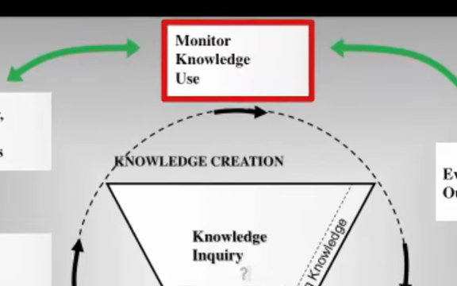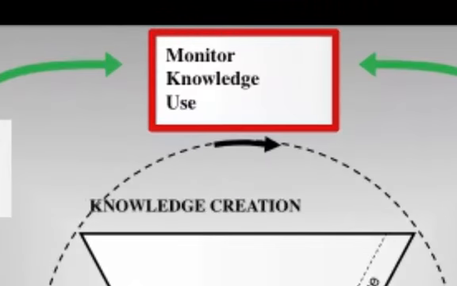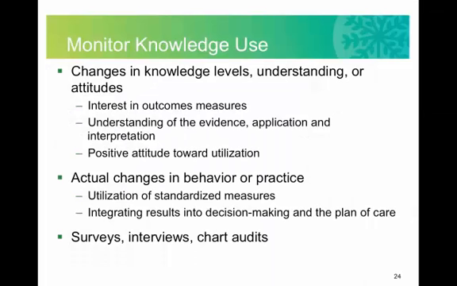The next step in the Knowledge to Action framework is monitor knowledge use. When you're monitoring the use of knowledge in the clinic, it's important to consider changes in knowledge levels, understanding, or attitudes. Look for increased interest in outcome measures or an improved understanding of the evidence, application of the instruments, and interpretation of the results. Also look to see if there's been a change in attitude to ensure that therapists are thinking more positively towards utilization of outcome measures in practice.